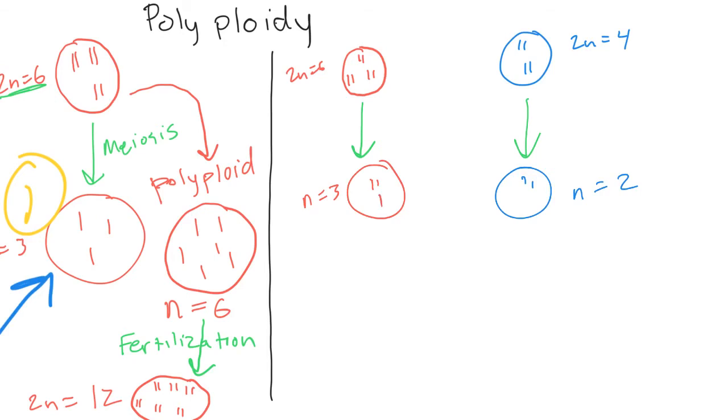And let's say they do hybridize. What's the ploidy of this new cell going to be? Okay. Is that fertile? No, it's not fertile because it has an odd number of chromosomes. When it tries to go through meiosis, they can't split evenly.